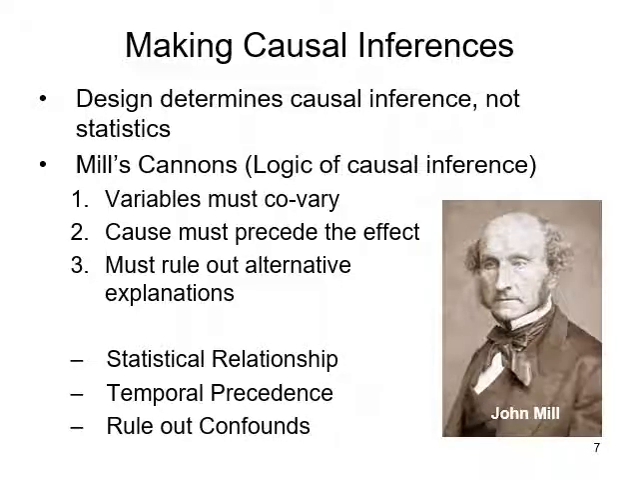So broadly speaking, Mill's canons break down today into three terms. You have to find a statistical relationship. You have to establish temporal precedence: your IV came before your DV. And you have to rule out any other potential logical confounds.